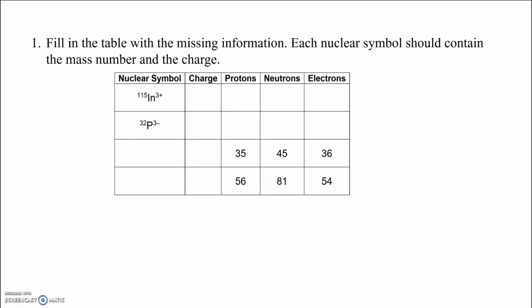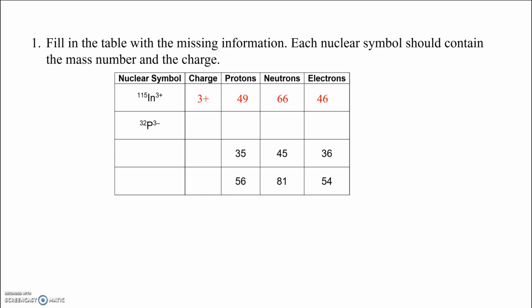All right, these are the answers to the free response questions. The first one, we're given a nuclear symbol and asked to compute the charge, the proton count, the neutron and electron count. We see we have indium, so we can consult our periodic table and find out indium has 49 protons. The 3+ after the In symbol tells us that the charge is 3+. And that means that I've got 3 fewer electrons than I do protons. So my electron count would be 46.